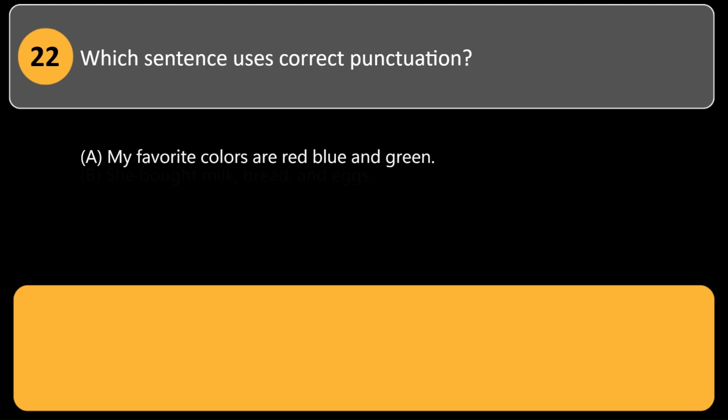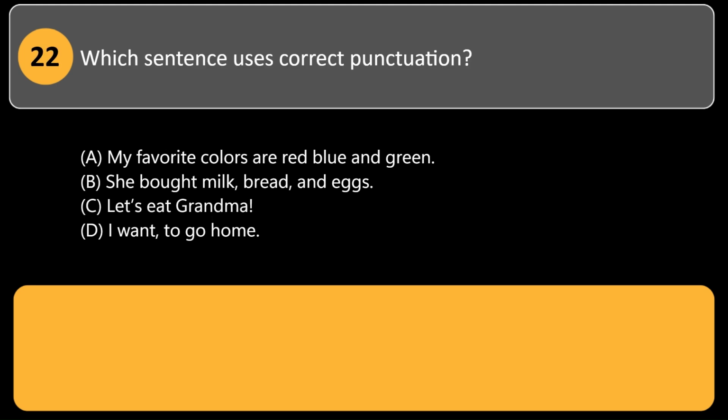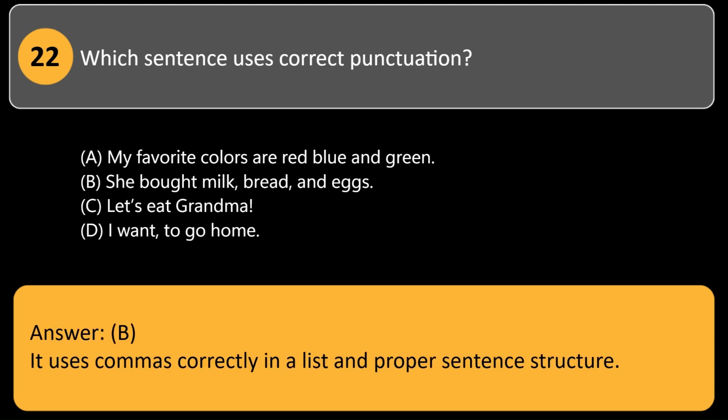Which sentence uses correct punctuation? A. My favorite colors are red, blue, and green. B. She bought milk, bread, and eggs. C. Let's eat, Grandma. D. I want to go home. Answer, B. It uses commas correctly in a list and proper sentence structure.